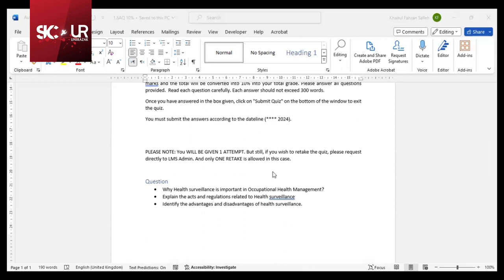So soalan dia, kenapa important of health surveillance, kenapa health surveillance tu penting, apa regulation yang terkandung disebabkan oleh health surveillance. So yang tu kena refer nota lah. Right. So yang ni saya rasa clear cut, tak ada masalah.